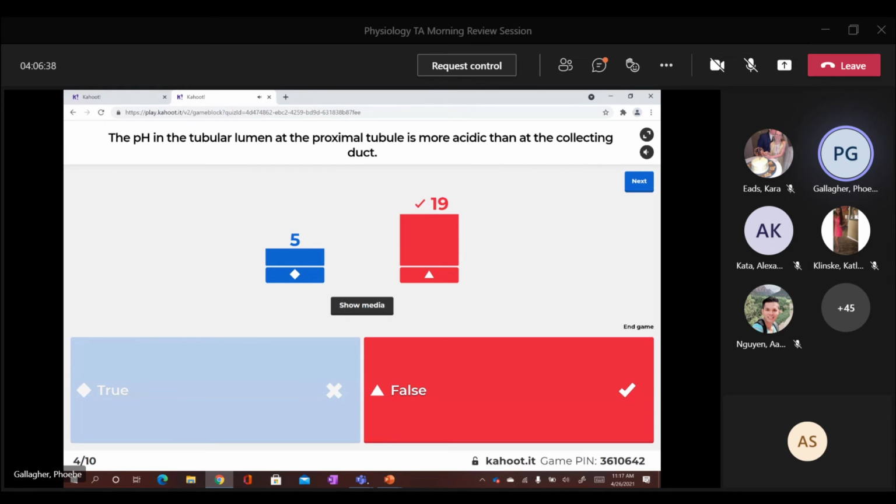Okay, awesome. Yeah, so your proximal tubule has no net acid secretion, so you would not expect that to be more acidic than your collecting duct.